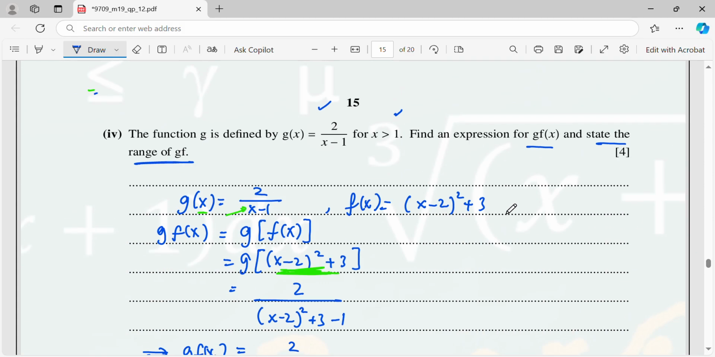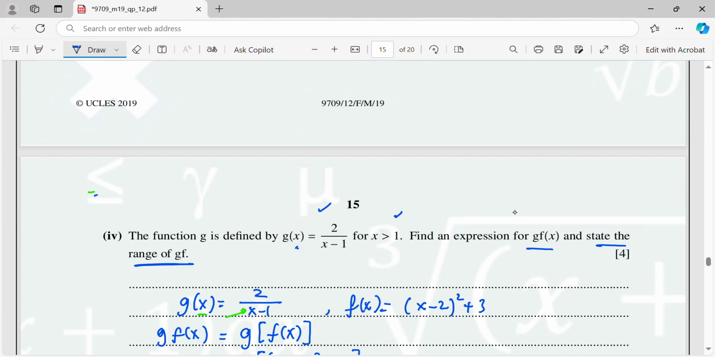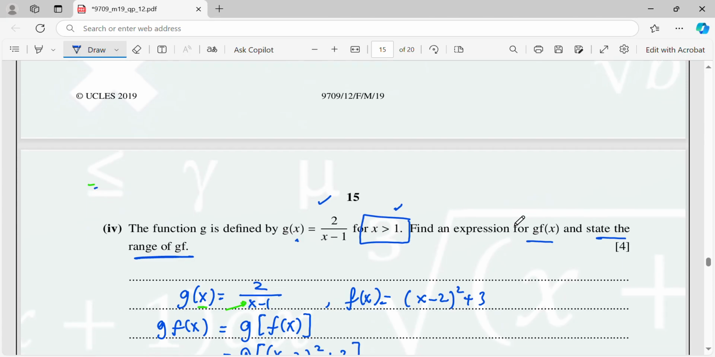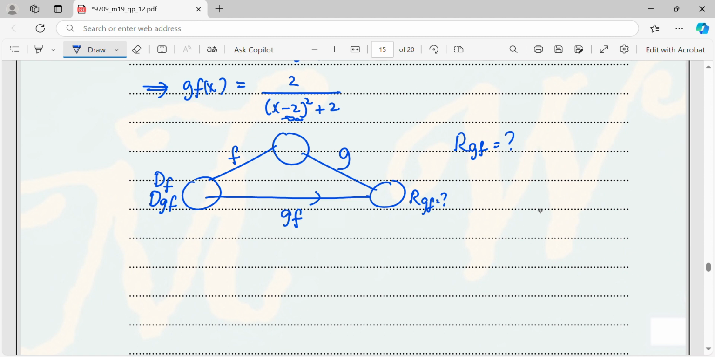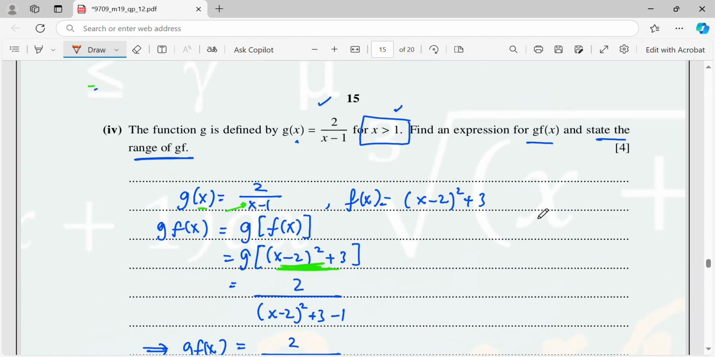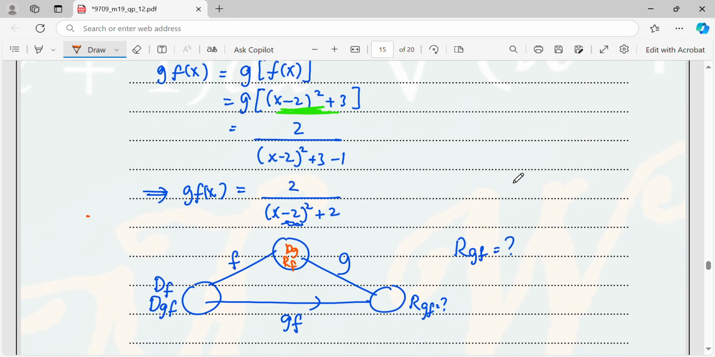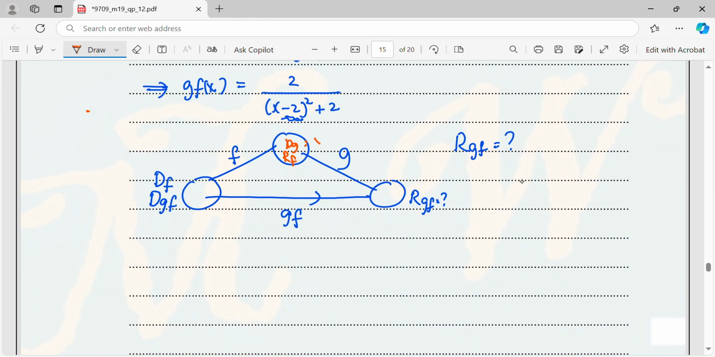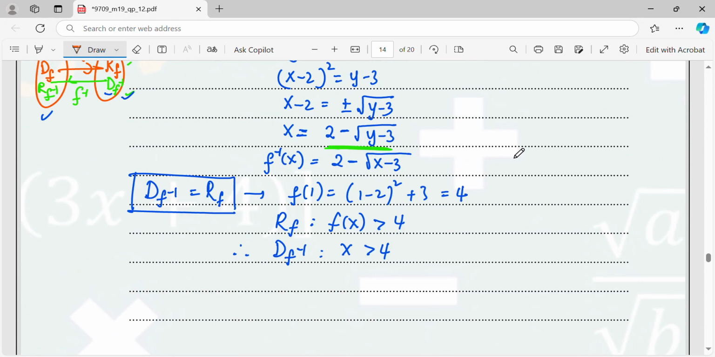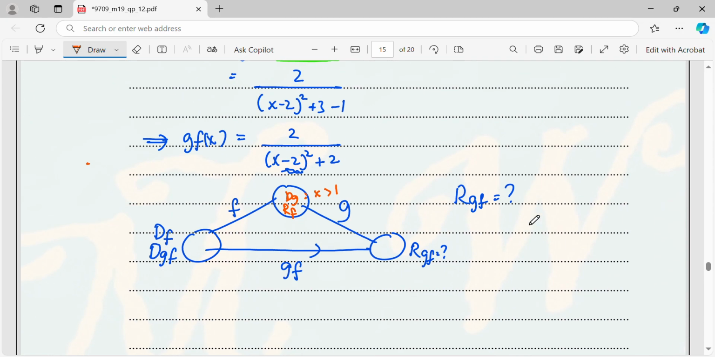Now, it's given that your domain g is x greater than 1. So look at here, the domain g is over here. This is your domain g, and at the same time, it is a range of f as well. So just now we know that your domain g is x greater than 1. But my range f is f of x greater than 4. We have found that just now. So here, range f is f of x greater than 4.